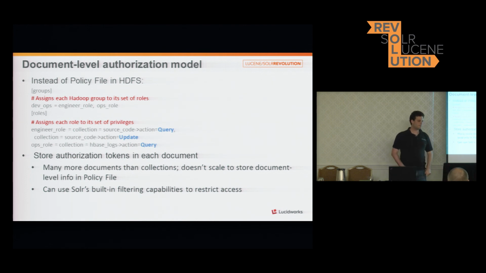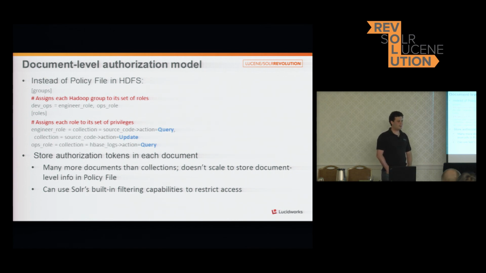Is there any intention to support field level authorization? I can see a document, but I can't see this field in that document. Yeah, the question is, are you looking at support for field level security? Similar to the document, I can see the document, but I can't see the field. It's on the roadmap. We haven't seen a ton of need for it at this point, but if people are interested, that's something we definitely look at.